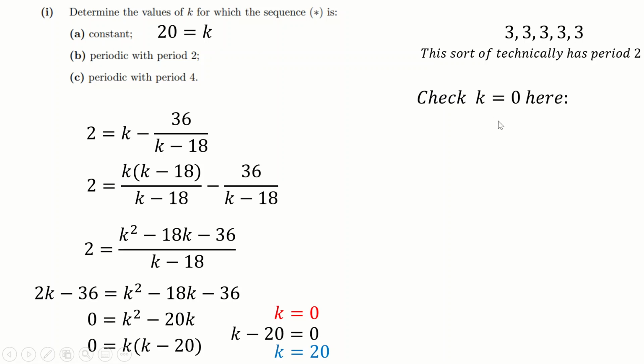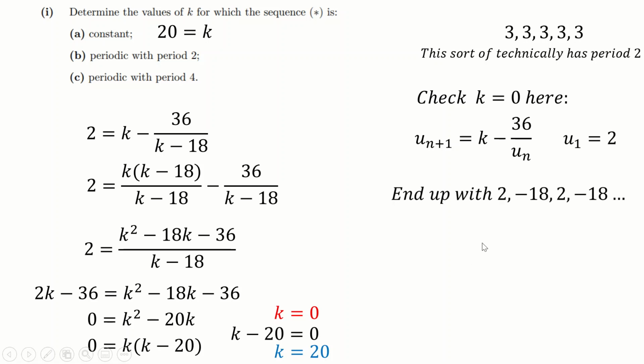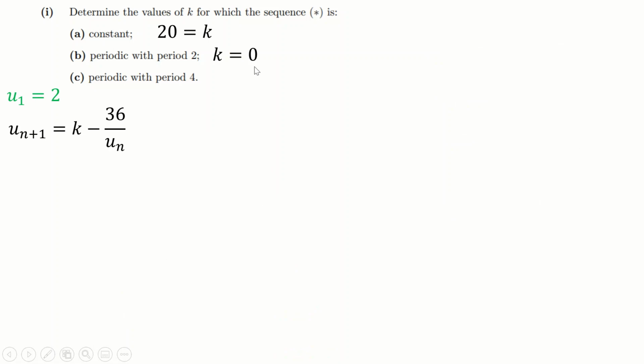They're just the ones where the things in the middle are also the same. Now I could check with k equals 0 here. If I put k as 0 into here, and u1 is 2, do I get a sequence that has period 2? Pause the video and test it, but you do end up with this here. So k is 0 is correct, and I can put that up there.